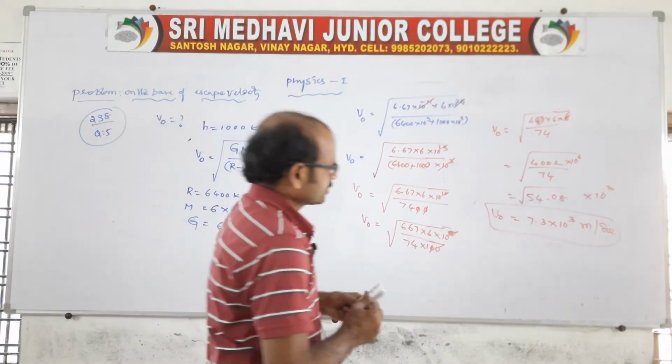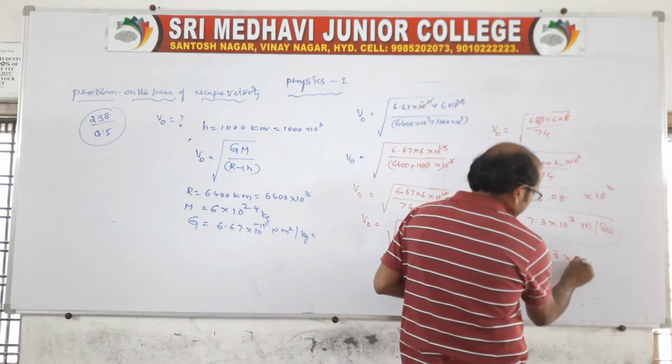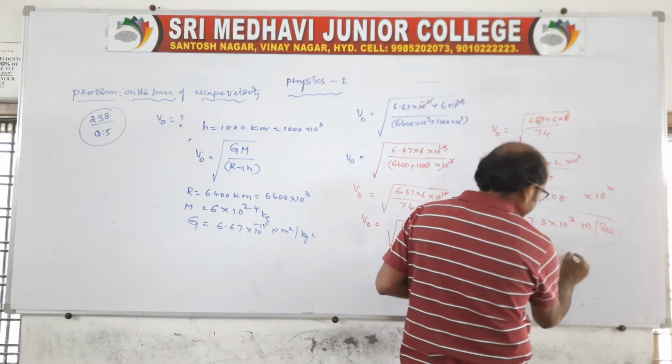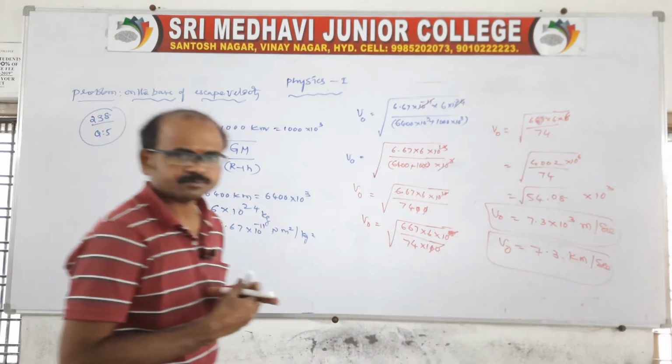Here it is given in kilometers per second now. It is 7.3 into 10 power 3, which is nothing but kilometers per second. This is the answer. Clear?